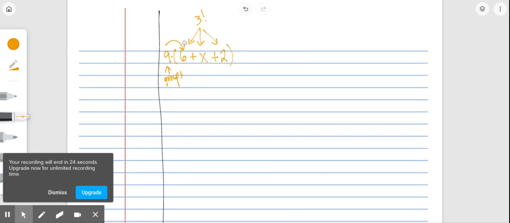So 9 times 6 plus 9 times x plus 9 times 2, which is 54 plus 9x plus 18. And that's as simplified. Well, actually, I could combine these two, but for now, that's as simplified as it's going to get.